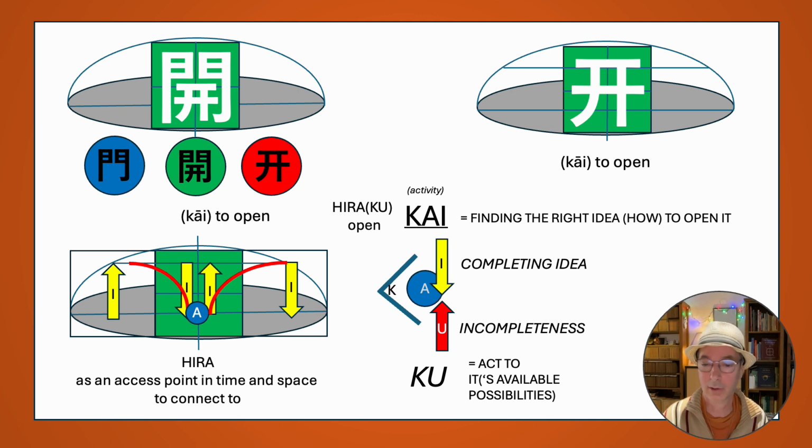With ku, that you see there, u is always about incompleteness. It's about what isn't there yet. So you still have to act to it with ku to make it available, to make it so. And E is more the concept, how you can do that. It's the opening itself, the opening itself.